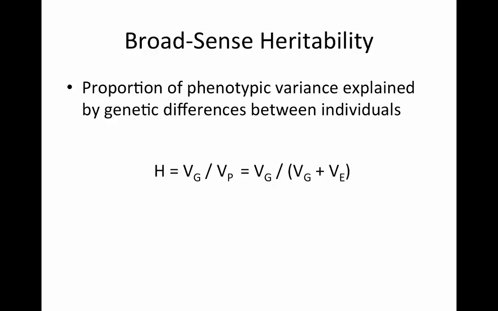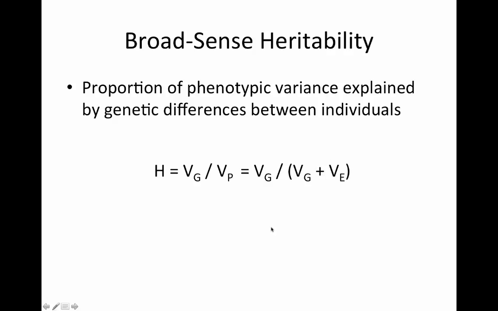If we give broad sense heritability the variable H, we want to know what proportion of this phenotypic variance is due to genetic variance. So it's going to be VG divided by VP. We also saw on the last slide that VP is equal to VG plus VE. So we can say that broad sense heritability is genetic variance divided by the sum of genetic variance plus environmental variance.